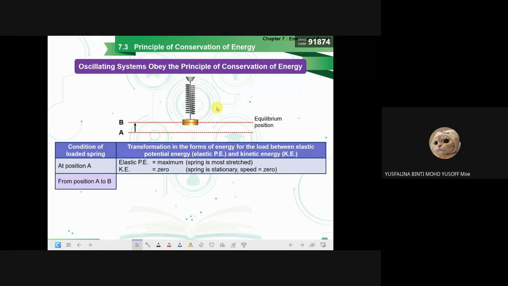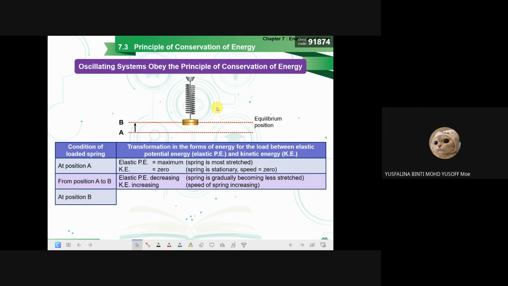Okay, after that, from position A to B, this is the equilibrium position. Let's say I take the load and release it, then it will go to B. From A, it had the elastic potential energy, right? So when it goes to B, it starts to move. So the elastic potential energy starts to decrease and the KE starts to increase because the spring starts to move. And when it reaches position B, all the elastic potential energy changes to kinetic energy. So at that moment, the kinetic energy is maximum and the elastic potential energy is minimum.